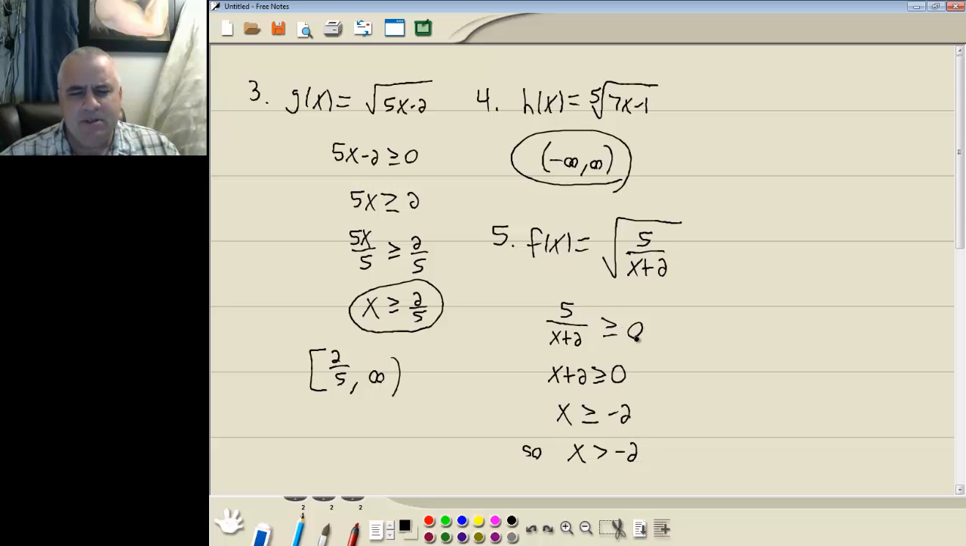Now the question becomes, is there any value we could put in here that causes it to equal 0? And there isn't. Because the only way you can get a 0 when you have a single fraction is you have 0 divided by something, not 5 divided by something. So our answer would be x is greater than -2. If you like interval notation, I put parentheses, -2, comma, infinity. Since there's no line underneath the greater than, that's why we don't put a bracket. We just put a parentheses.